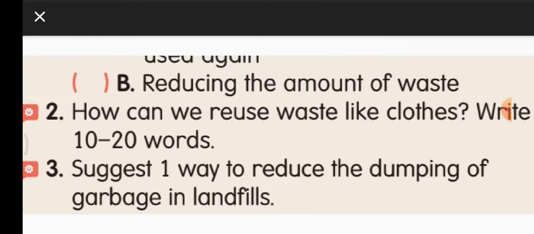We can reduce the dumping in the landfills by reducing, reusing and recycling things. You can give one example. Okay, instead of throwing the plastic bottles into the landfills, they can be reused once again. Okay, we can reduce buying this, right? You can write your own ideas.